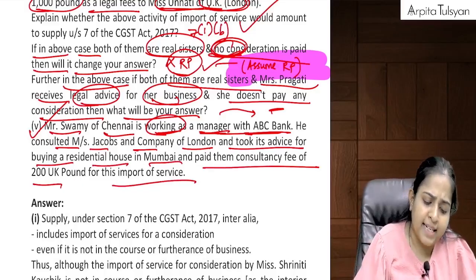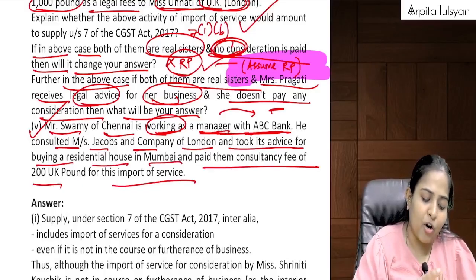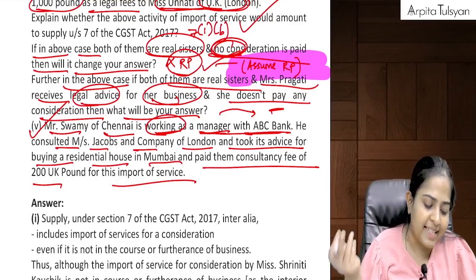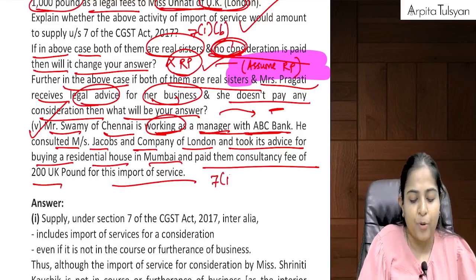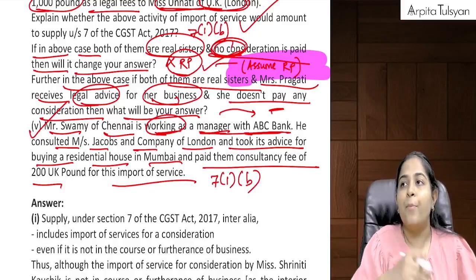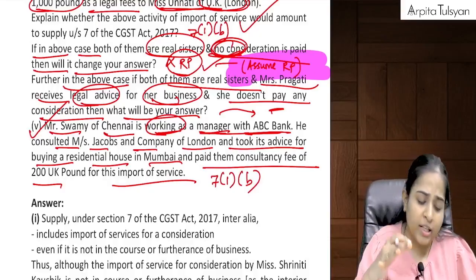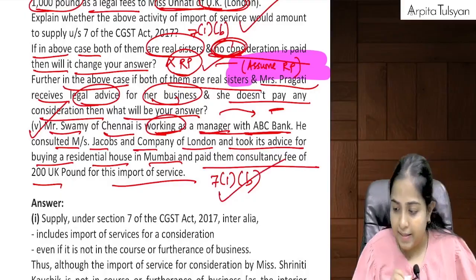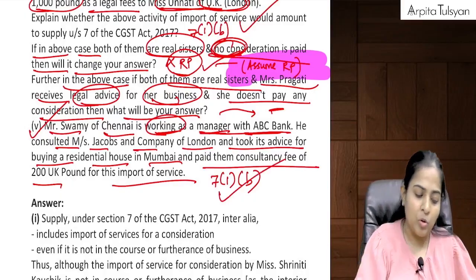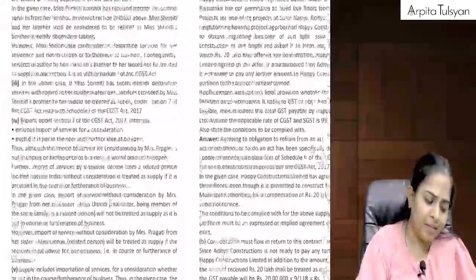So this first line is irrelevant. He consulted Jacobs of London and took advice and paid consultancy. So can we say this is importation of service, 7.1b? Importation of services done for a consideration, whether or not in the course or furtherance of business, will be considered as a supply. So this will amount to supply.